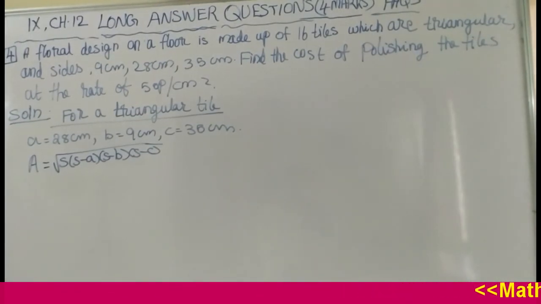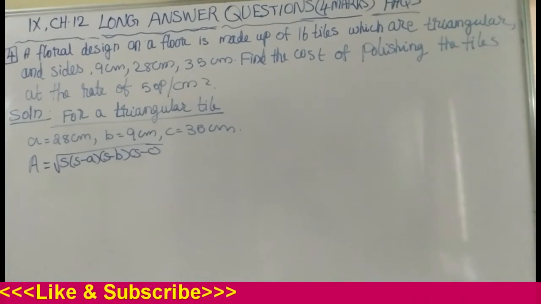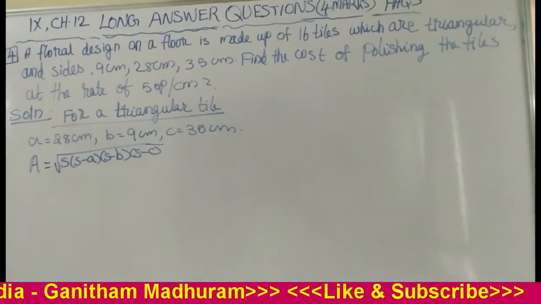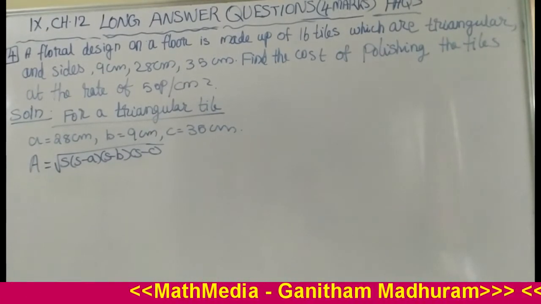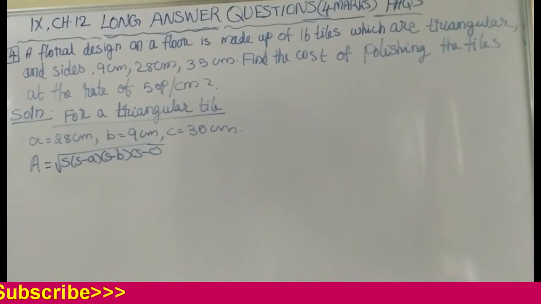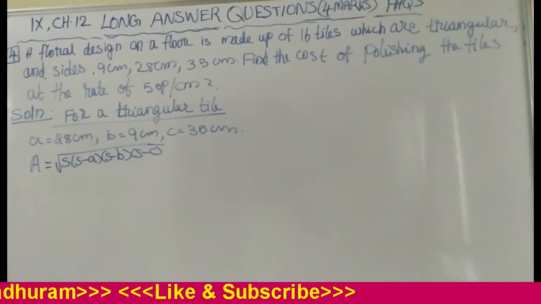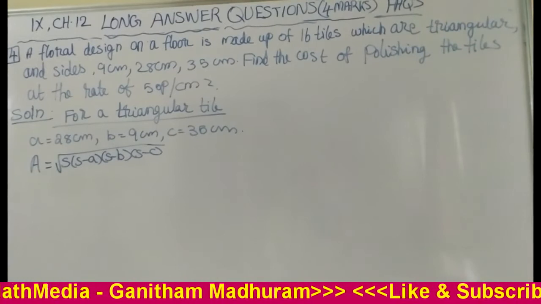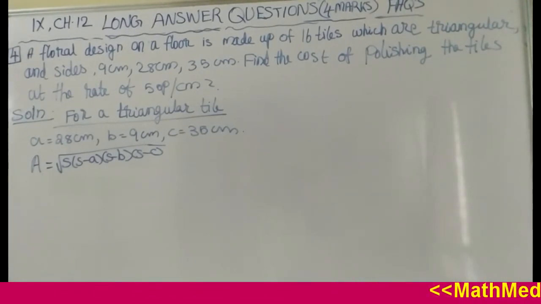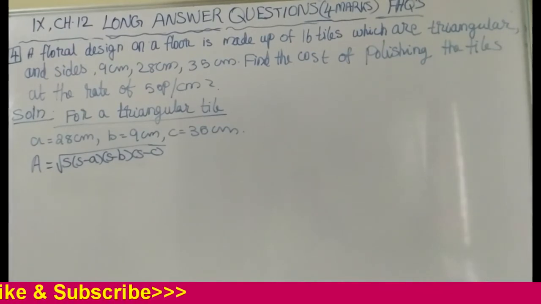So in the question, triangular tiles are given with a measure a equal to 28 cm, b equal to 9 cm and c equal to 35 cm. They are asked to find the cost of polishing the tiles at the rate of 50 paise per centimeter square.